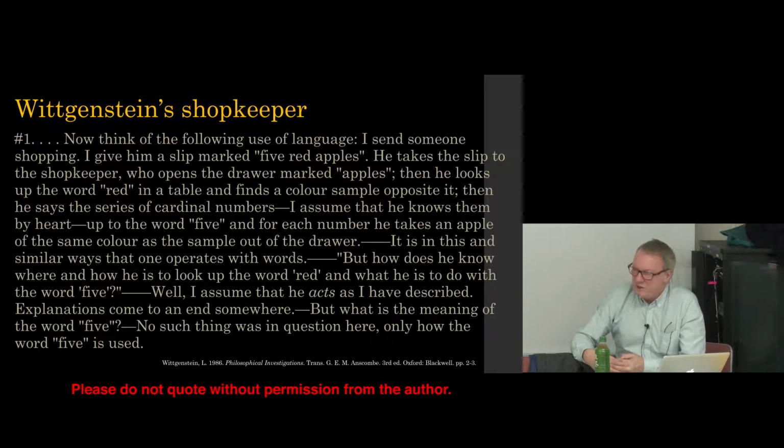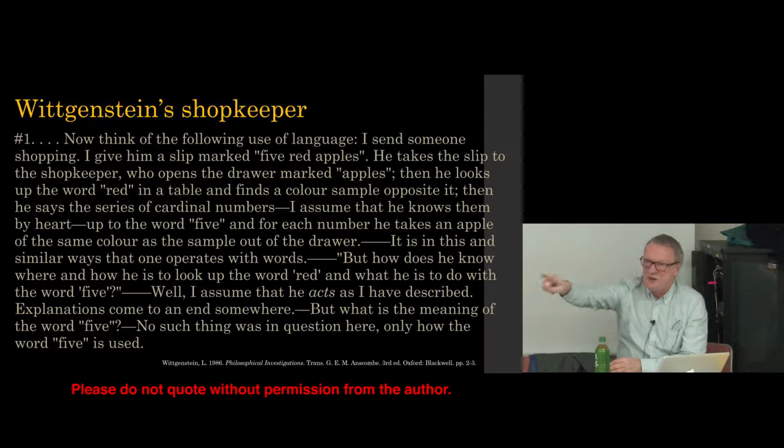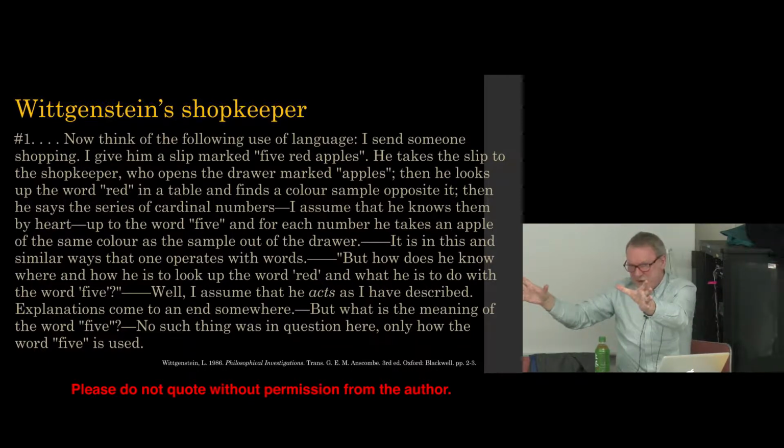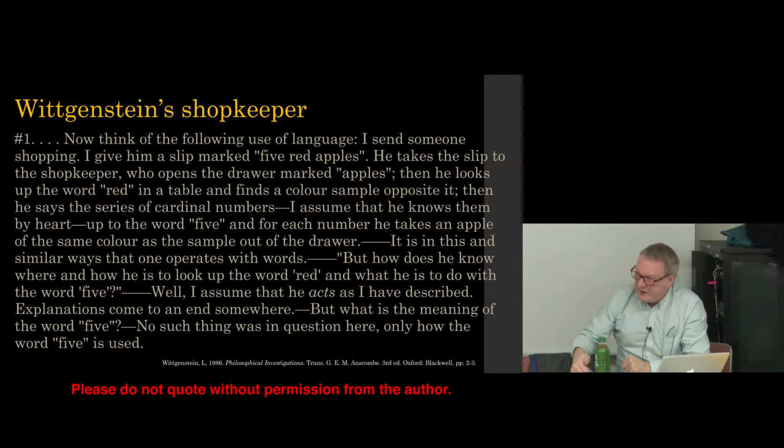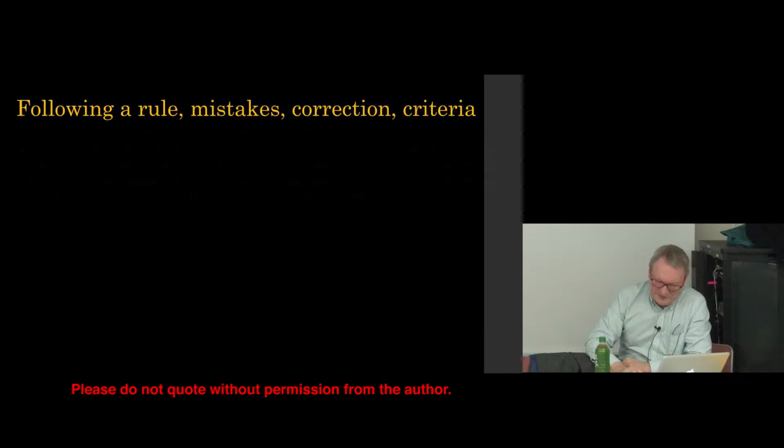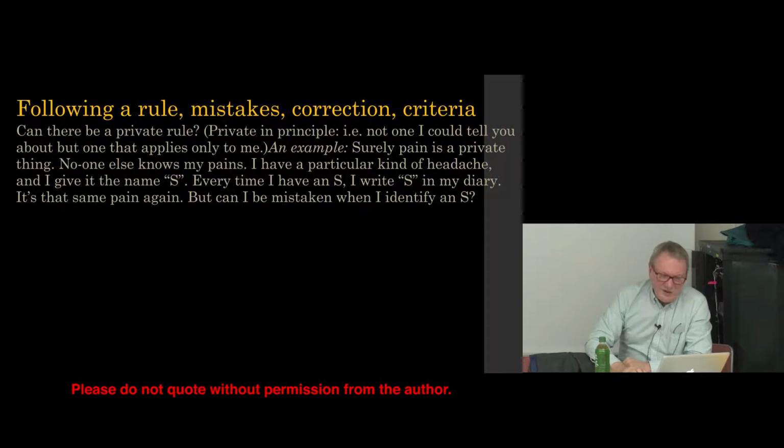How is it that we learn what 5 means? 1, 2, 3, 4, 5, but of course that's 5 as well. How do we come to learn that? What kinds of things do we do? Not just things we learn as propositions, but things that we do, how our behaviour is shaped. Right, following a rule, mistakes, correction and criteria.